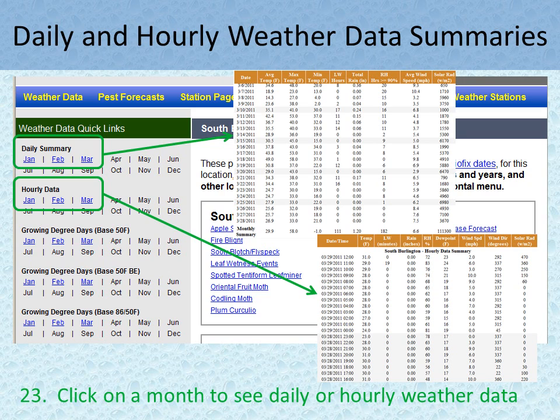In addition to the disease and insect pest forecasts, NEWA is a resource for daily and hourly weather data summaries that you can navigate to from the specific station page you chose. The summaries include data such as minimum, maximum, and average temperatures, relative humidity, wind speed, solar radiation, and leaf wetness for all sites except for the airport weather stations.